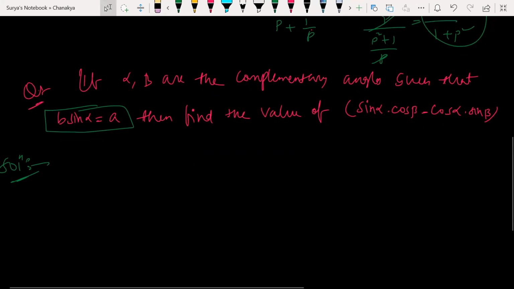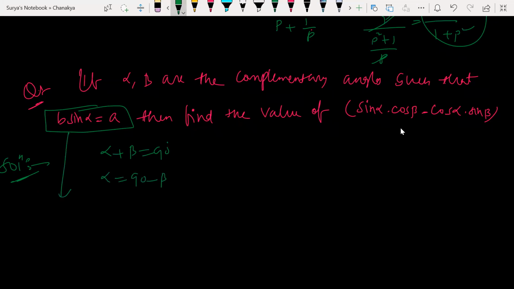See, basically alpha and beta are complementary angles, nothing but what? The sum of two angles should be 90 degrees. So alpha plus beta is equal to 90 degrees here. Alpha is equal to 90 minus beta, or beta is equal to 90 minus alpha.